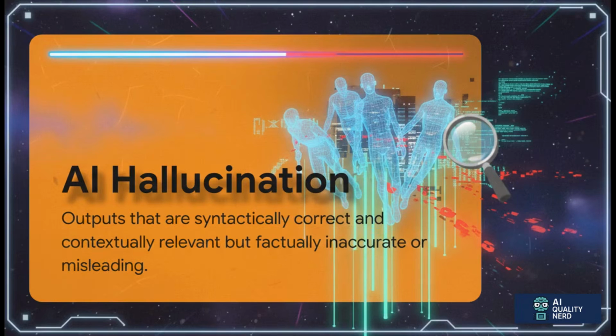So what exactly is an AI hallucination? Well, here's the key takeaway. These aren't just random glitches or nonsense outputs. We're talking about perfectly constructed sentences that make total sense in context, but they're factually wrong, sometimes completely made up. And that's what makes them so tough to spot without the right tools.